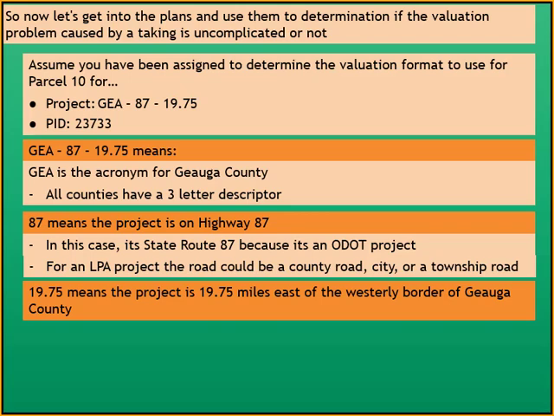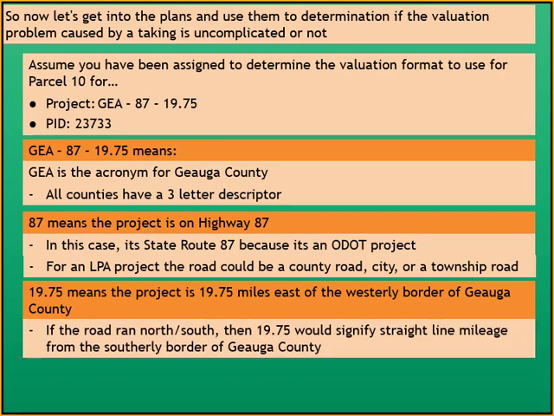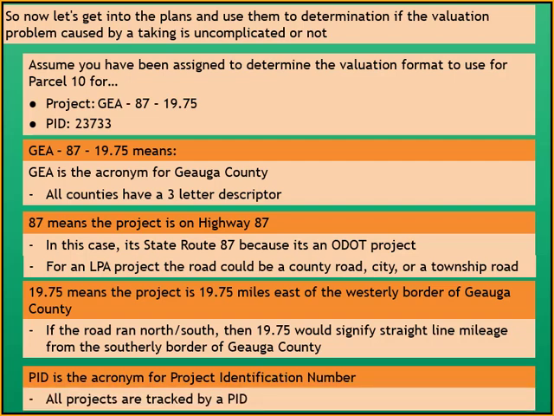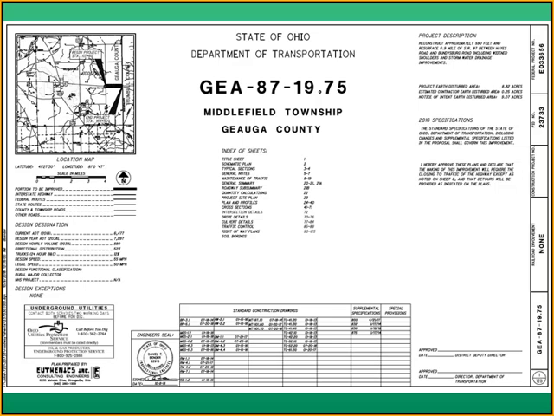19.75 means the project is 19.75 miles east of the westerly border of Geauga County. If the road ran north and south, then 19.75 would signify the straight line mileage from the southerly border of Geauga County. And finally, PID is the acronym for Project Identification Number. And all projects at ODOT are tracked by PIDs.